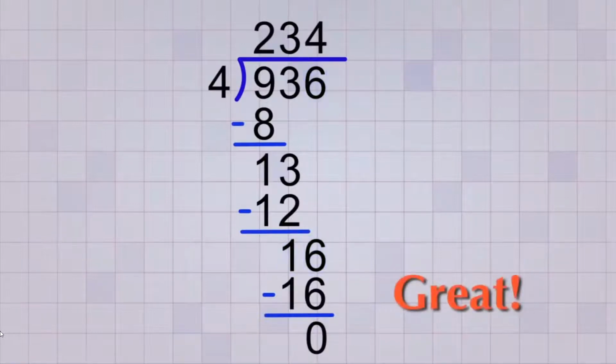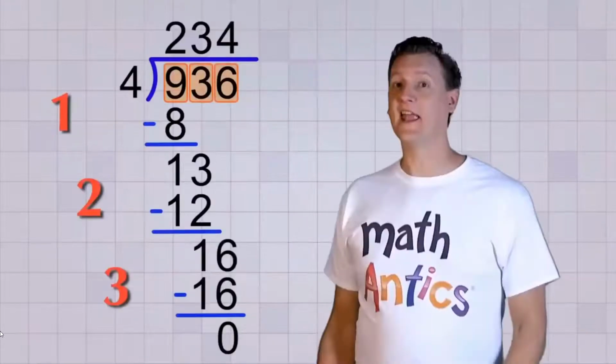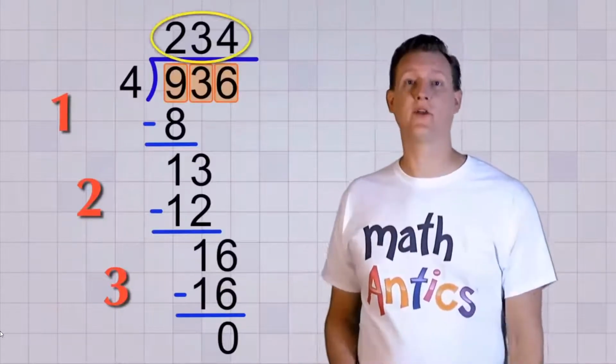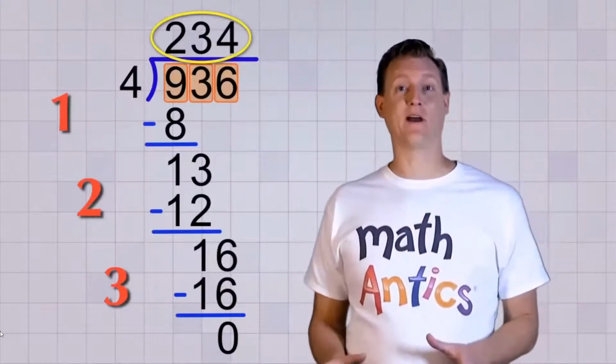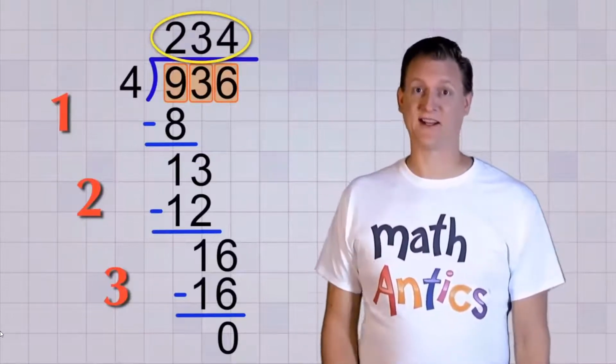That's great! We solved the whole division problem, digit by digit, by breaking it up into 3 basic division steps. And now we know that 936 divided by 4 equals 234. And we also know why they call it long division. In fact, that was so long I think I need a coffee break.